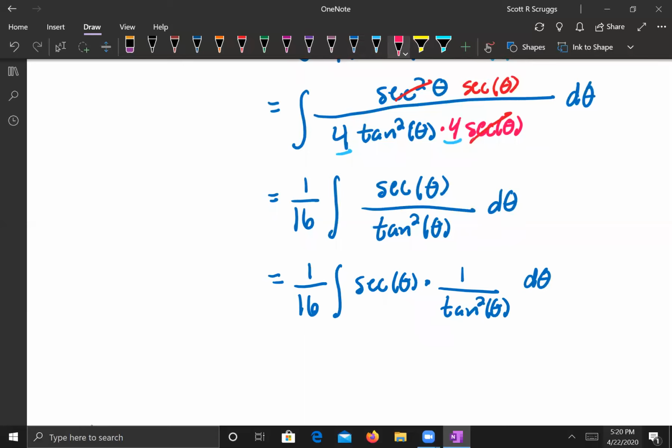Now, my thought process to try to make this look nicer is the following. I'm going to rewrite everything that I have in terms of sine and cosine. Secant, I could go ahead and quickly rewrite that in terms of sine and cosine, because that's just 1 over cosine of theta.